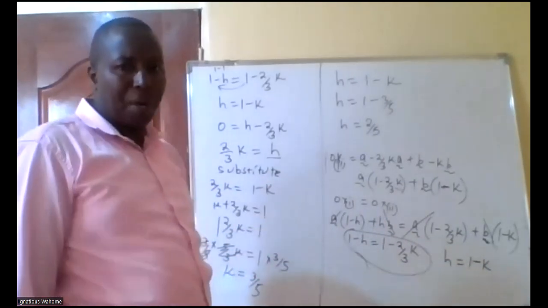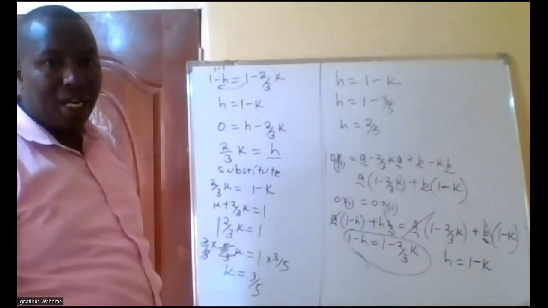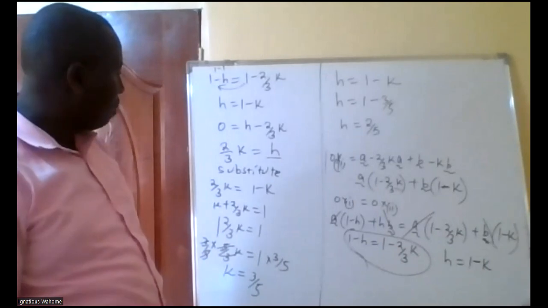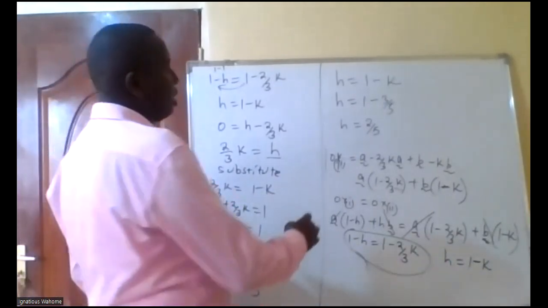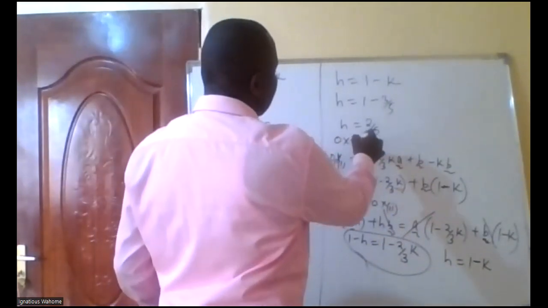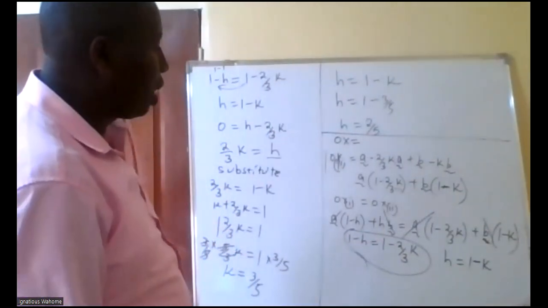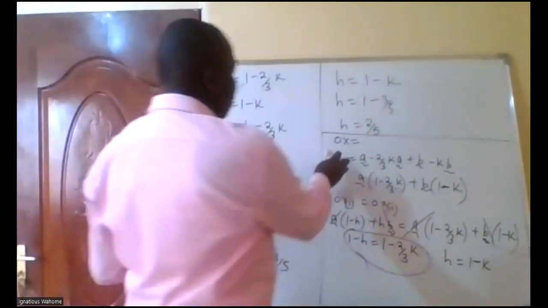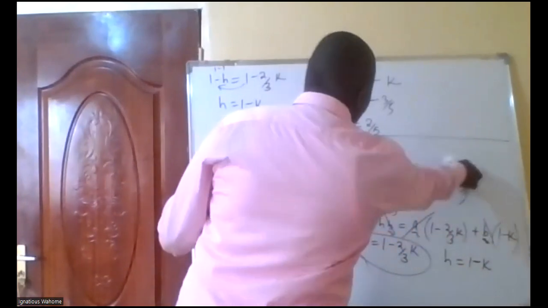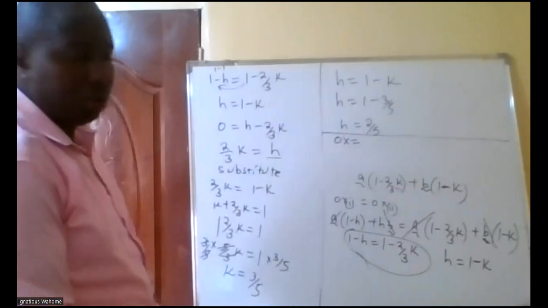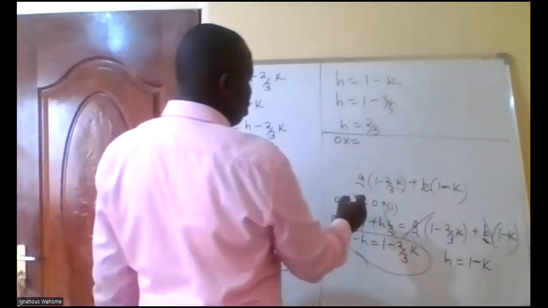So there was the last part that the examiner had said: express OX in terms of A and B only. In terms of vectors, OX in terms of A and B only. What do you do? You take one of these equations. You can take this one, the one that we already have here. We want to express OX in terms of vector A and B only. This was OX.